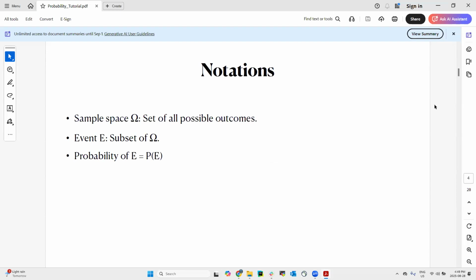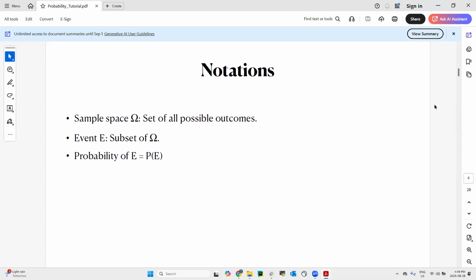Essentially, think about random events such as rolling a dice. The set of all possible outcomes, which in our case is just the numbers from 1 to 6, is basically our sample space. So the sample space is the set of all the outcomes that you might see.